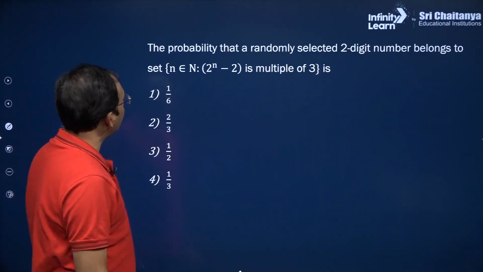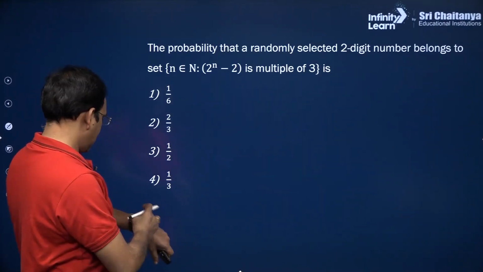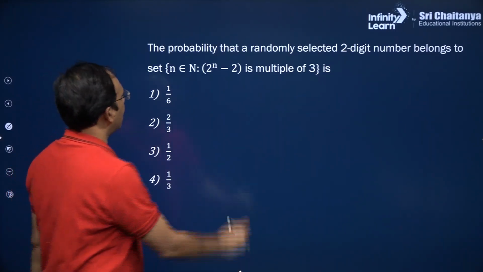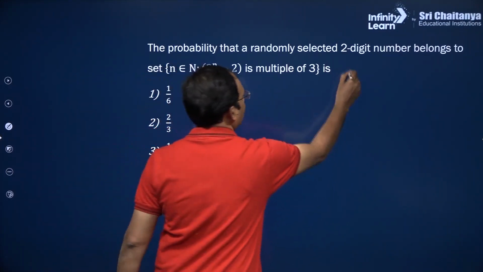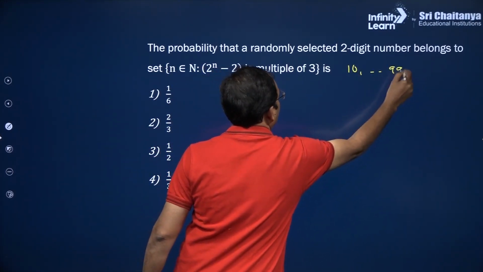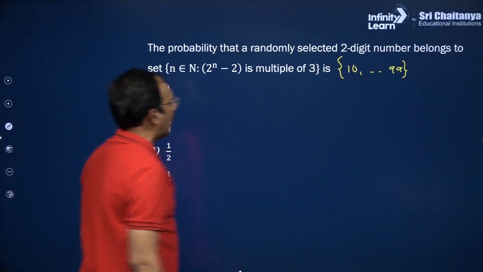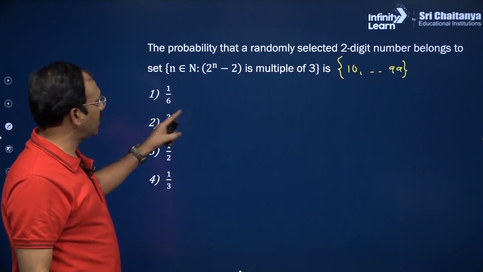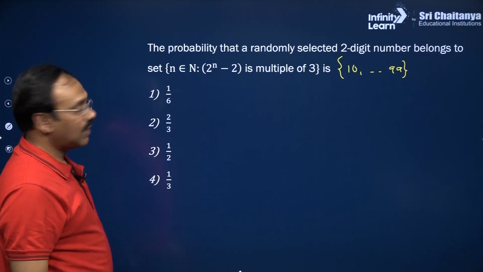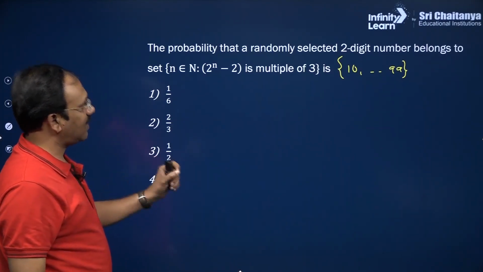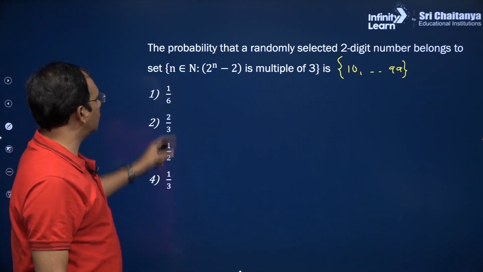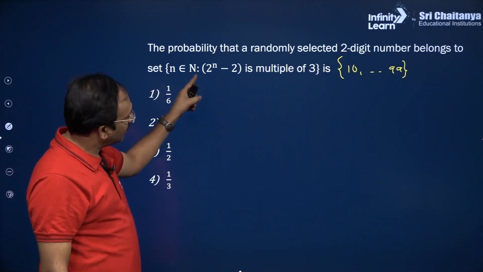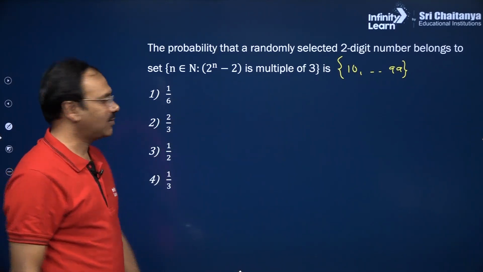Next, the probability that a randomly selected 2-digit number belongs to the set. You see, my dear friends, a 2-digit number starts from 10 and ends with 99. There are 90 numbers. How many of them must be in the format of 3 power n minus 2? I want the probability that a randomly selected 2-digit number belongs to this set. What set? It must be a natural number n such that 2 power n minus 2 is a multiple of 3.